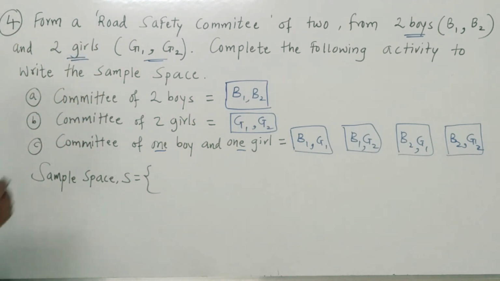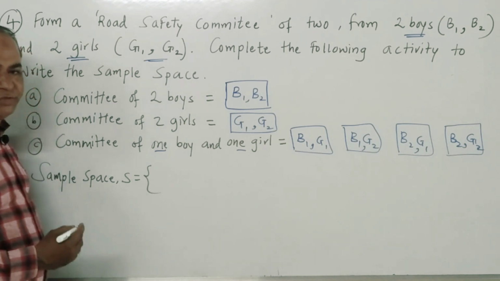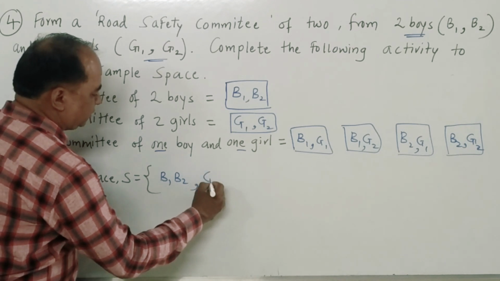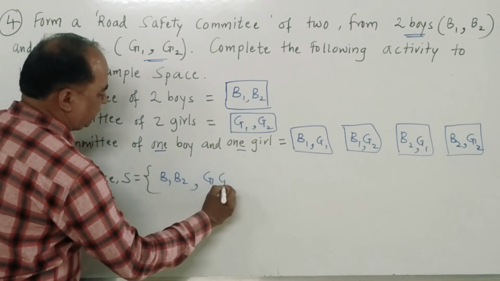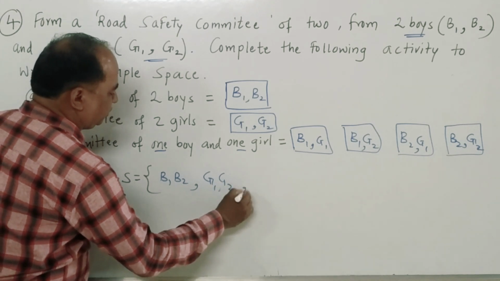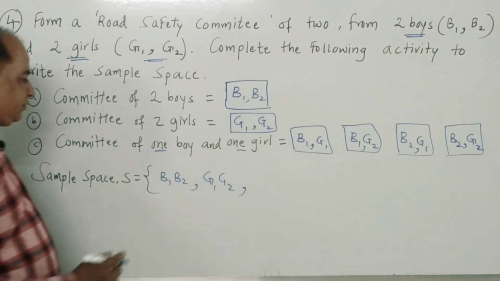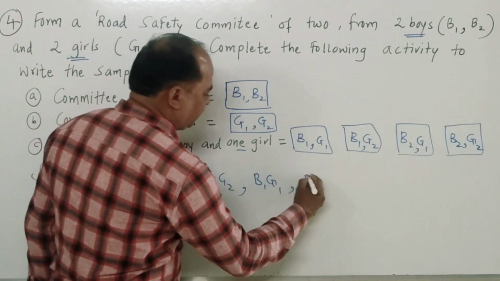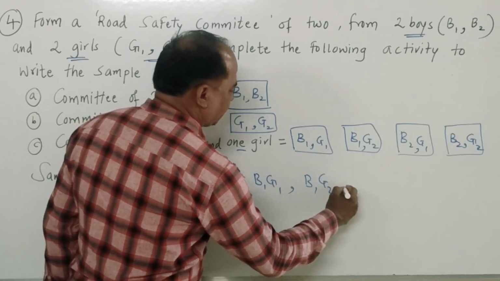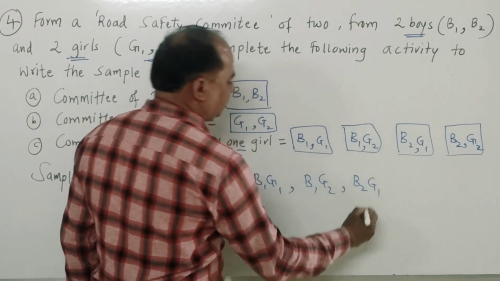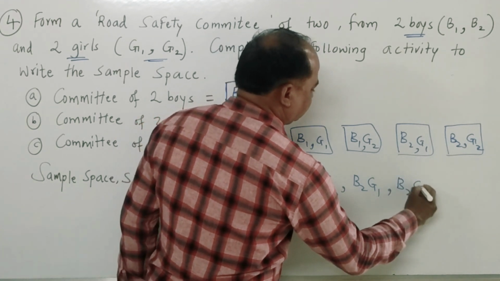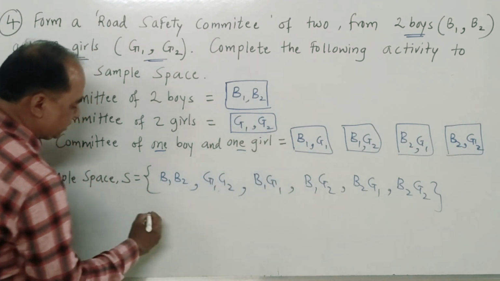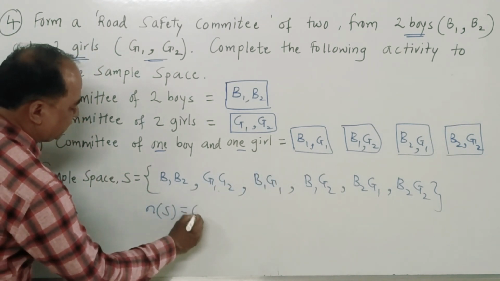So write the sample space. In the sample space all these committees will come. So first is B1, B2, then G1, G2, then B1, G1, then B1, G2, B2, G1 and B2, G2. So there will be in all 1, 2, 3, 4, 5, 6 committees in the sample space.